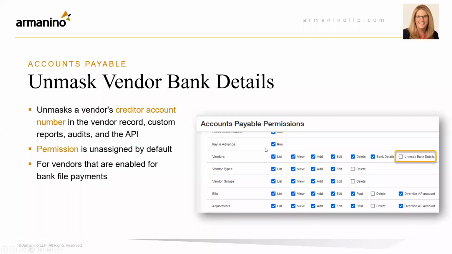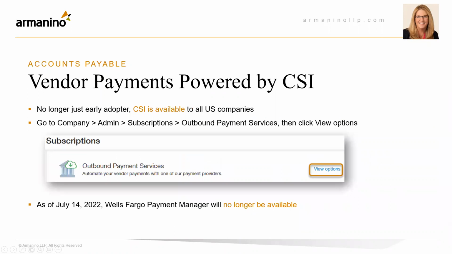All right. For those of you using bank file, they've now unmasked the vendor bank details. So you can unmask a vendor's creditor account number in the vendor record, custom reports, audits, and in the API. Permission is unassigned by default, so there's a new permission that you need to go and add if you've got administrative rights and for vendors that are enabled for bank file payments.